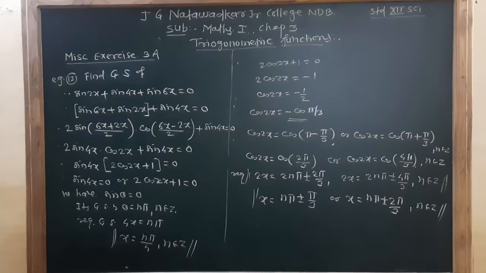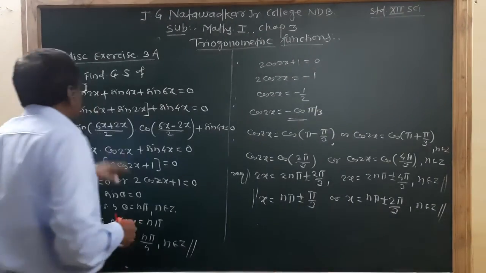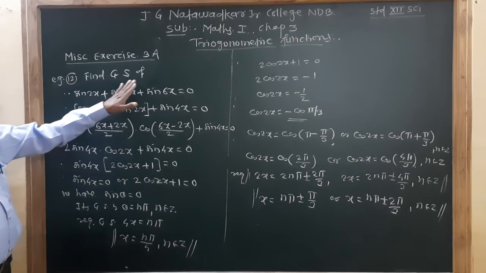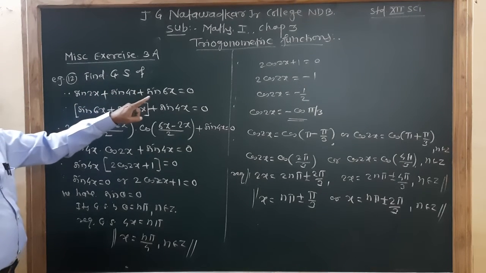Okay. Hi friends, today we continue the next video for the same chapter and the same exercise. That is question number 12. In this exercise, find the general solution of sin 2x + sin 4x + sin 6x = 0.